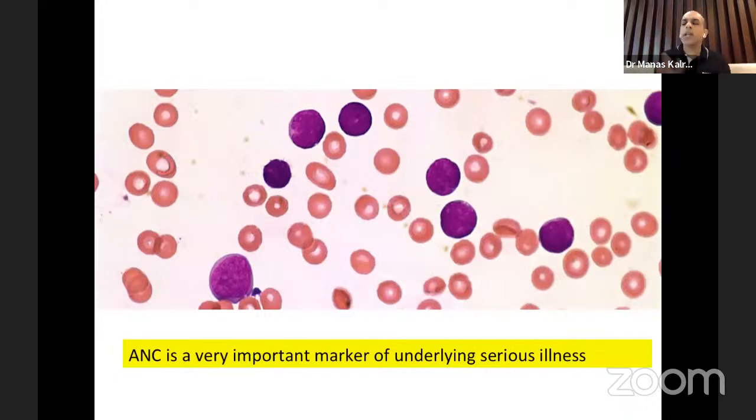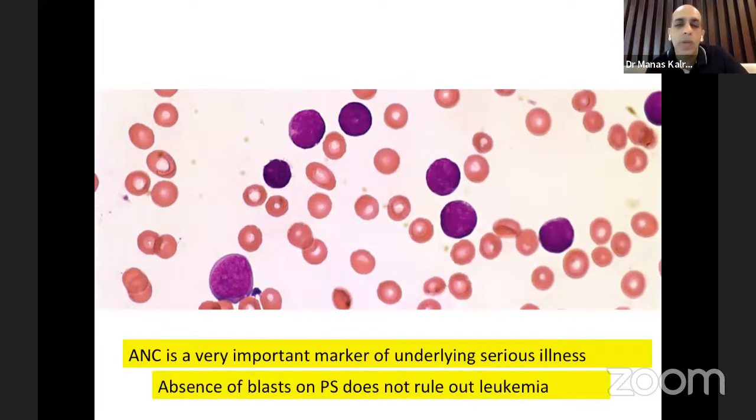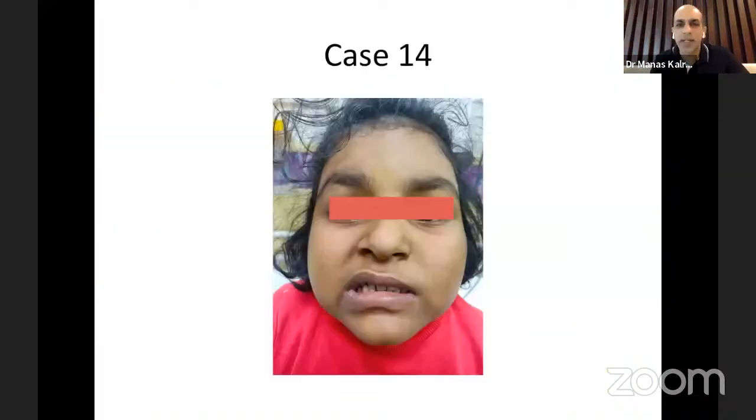I do agree that with viral illnesses, with many illnesses, sometimes the ANC goes down, but please document that the ANC rises with time. Absence of blasts does not rule out leukemia. Sometimes you may just have a cytopenia, and the marrow is packed with blasts, but the blasts have still not come out in the periphery. The skill is to pick leukemia at that stage. When there are obvious blasts, it's not a big deal.